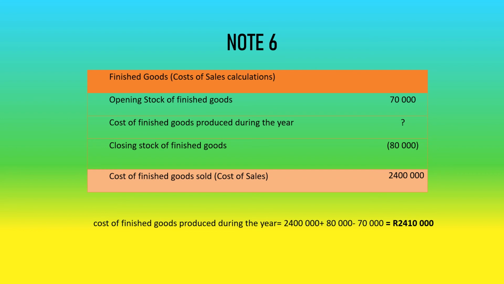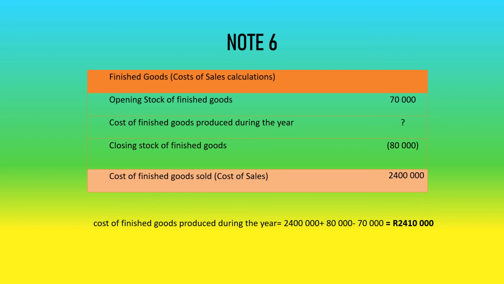But the reason why I'm using this table, the other way to calculate cost of sales, is because we can calculate our cost of finished goods produced during the year, which we can then use in our production statement. So we already have our opening stock of finished goods of 70,000. Cost of finished goods produced during the year, it's still missing. We have no information on that. But there is a way to calculate it.